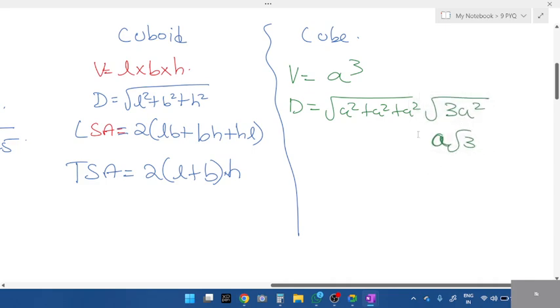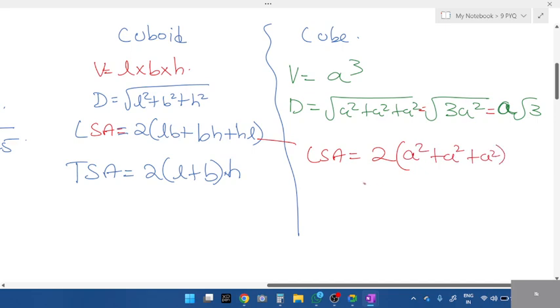Is this clear? Any doubts in the formula? Without the formula, it's not possible like this. Next. Tell me lateral surface area for a cube. Just multiply. What is A into A, students? L into B. Just take A into A is A square plus A square. How many A squares are there? Total how many A squares? So 2 into 3A square. That is 6.